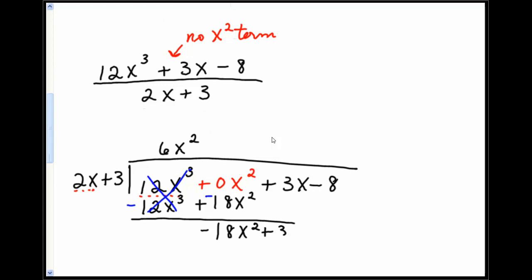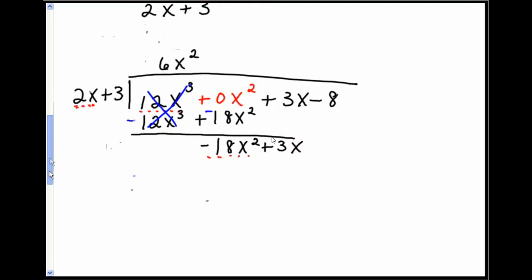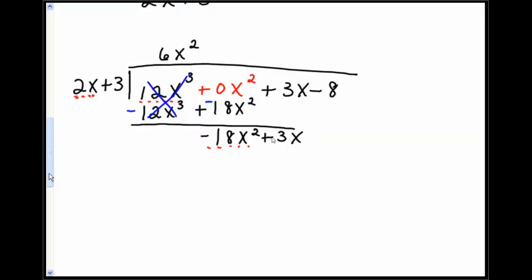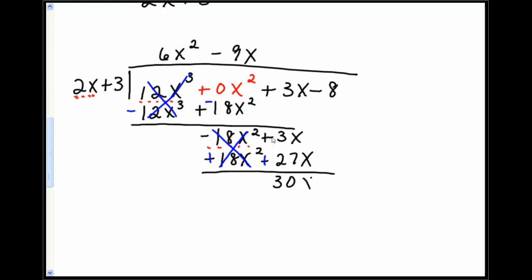Now bring down the positive 3x, and again you're going to look at 2x, and now negative 18x squared. So 2x times a negative 9x will give us the negative 18x squared. So negative 9x times 2x is negative 18x squared, and the negative 9x times 3 gives you a negative 27x. Subtract, change signs. These terms add up to 0, and we're left with 30x. Bring down the minus 8.